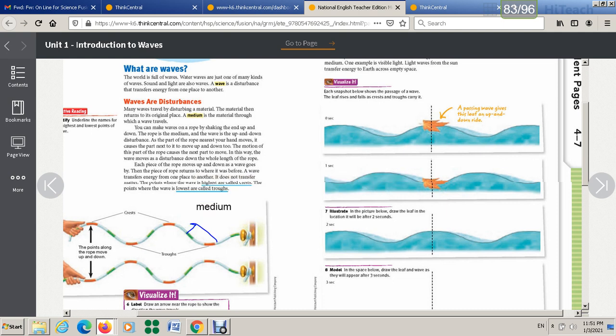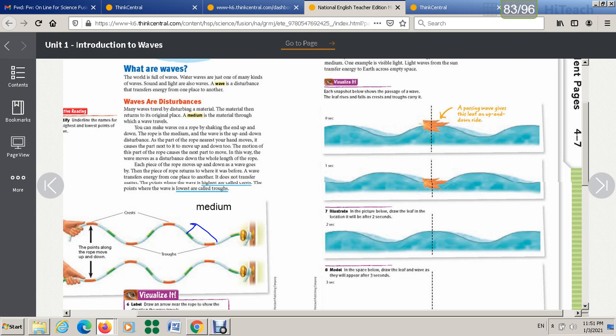And the wave is the up and down. When you start to move your hand up and down, here the wave is up and down disturbances. As the part of the rope nearest your hand moves, it causes the part next to it to move up and down. If you move it up, this one starts to move, the other particles will move down, up and down, and so on.